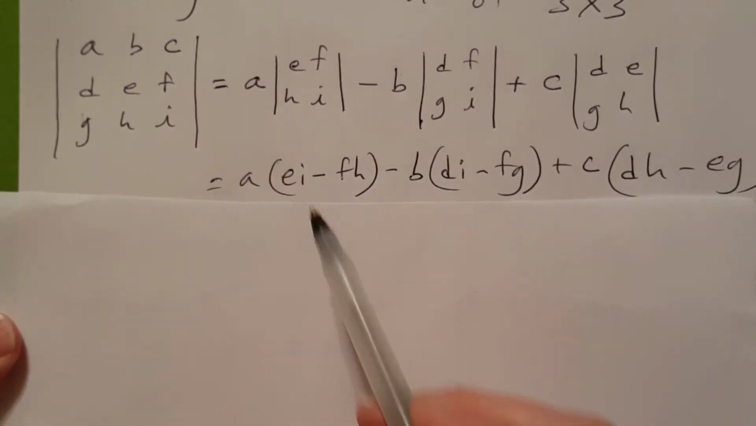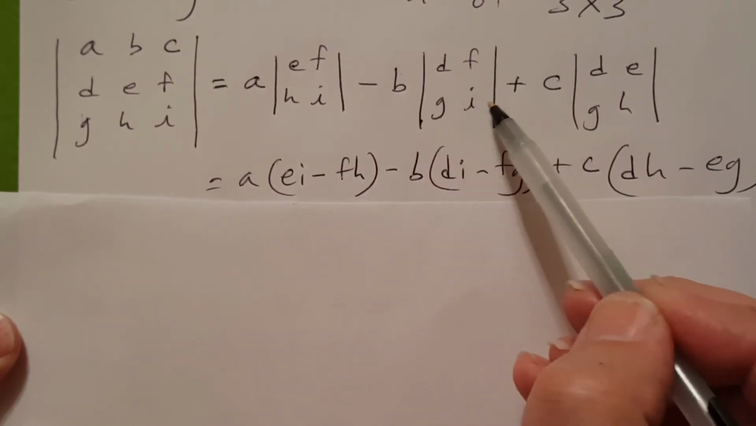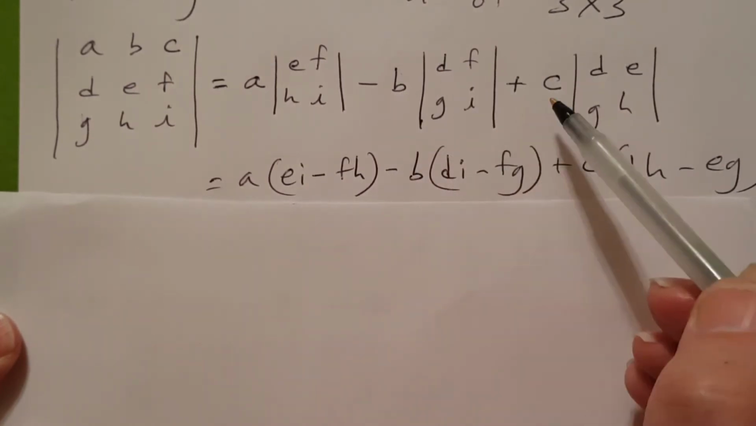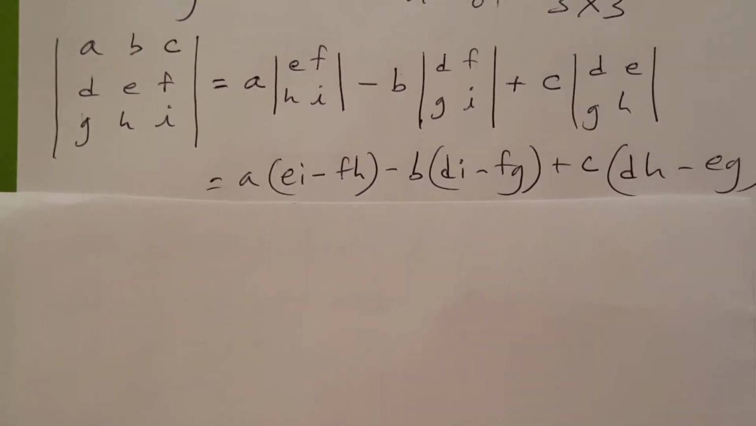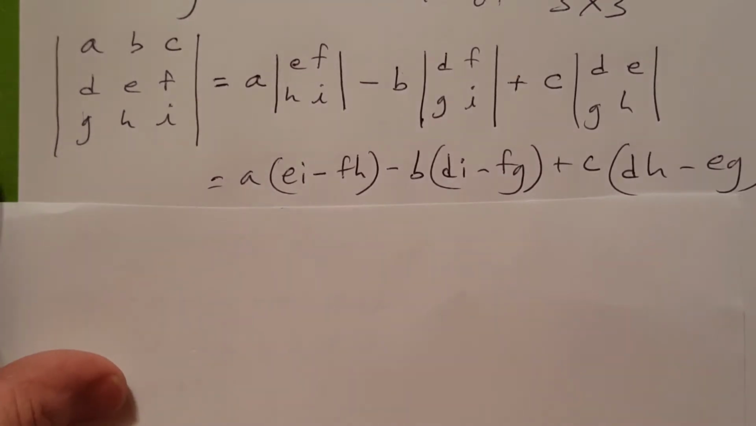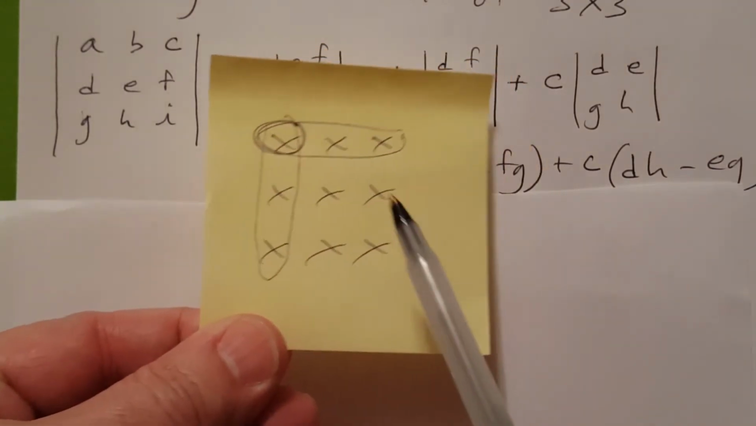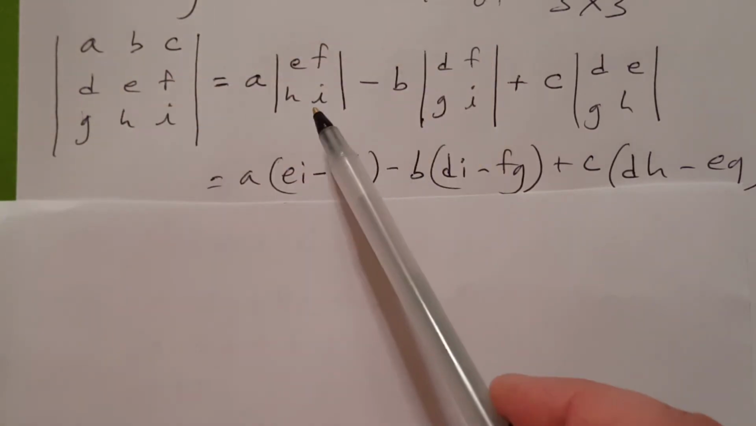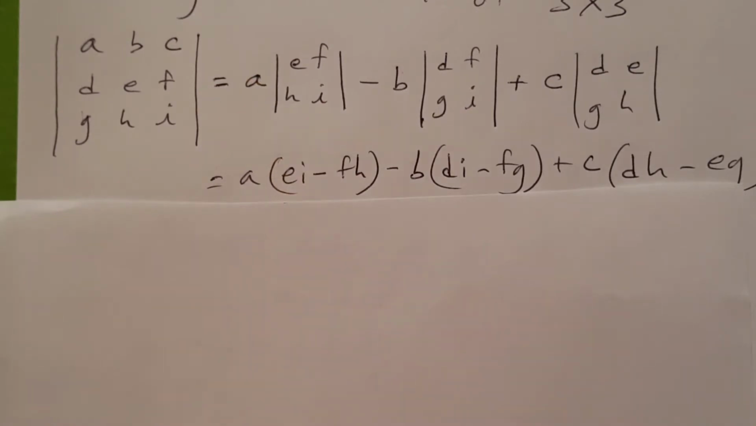It's going to be A times (EI minus FH) minus B times (DI minus FG) plus C times (DH minus EG). Okay? If you want to pause and stare at it for a little bit, there definitely is a pattern. So just keep this in mind. It's the four on the outside that make the little determinant next to the letter. Yes?